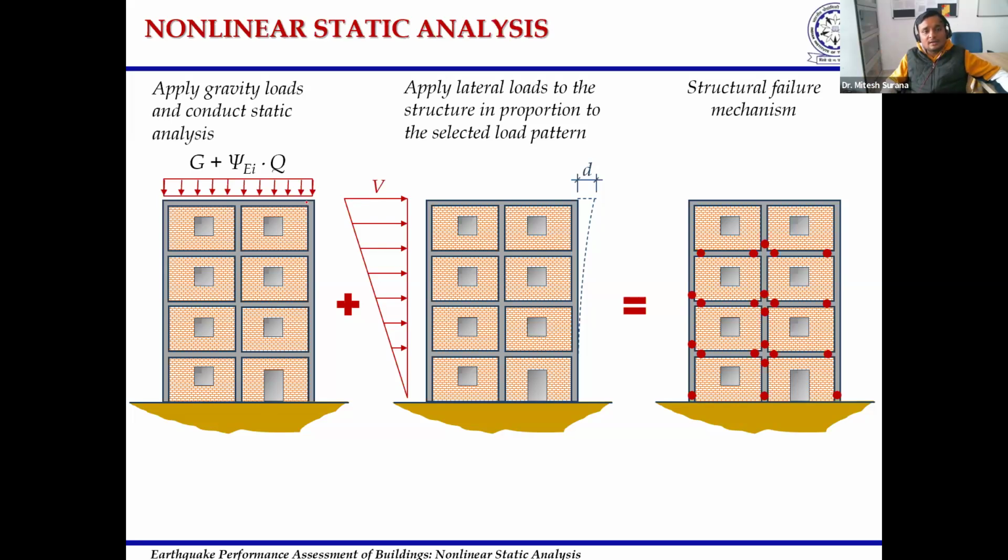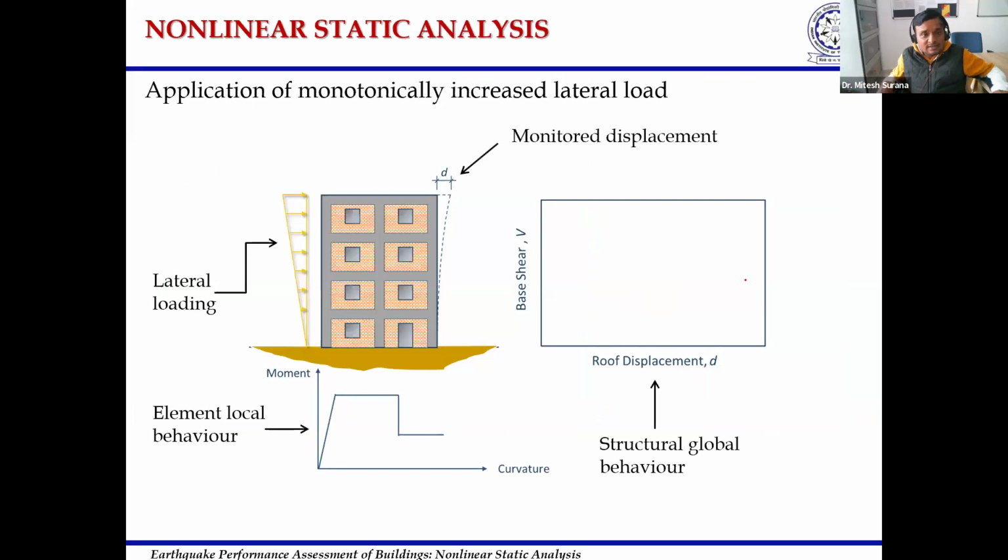After applying both gravity as well as lateral load, you will be able to estimate the force displacement relationship and also the structural failure mechanism: where the hinges are forming, where the yielding is occurring, where the members are reaching the immediate occupancy, life safety, or collapse prevention limit state. So let us try to understand how nonlinear static analysis can typically be conducted.